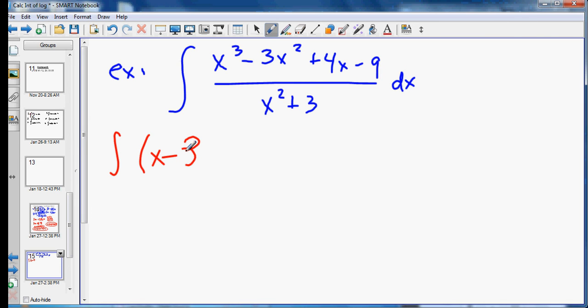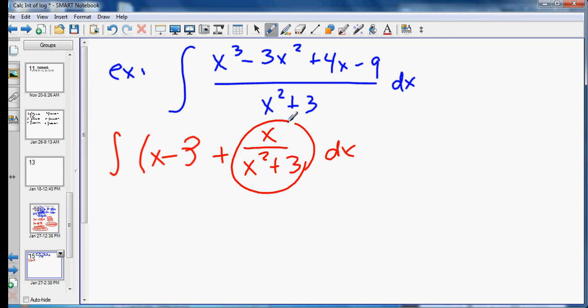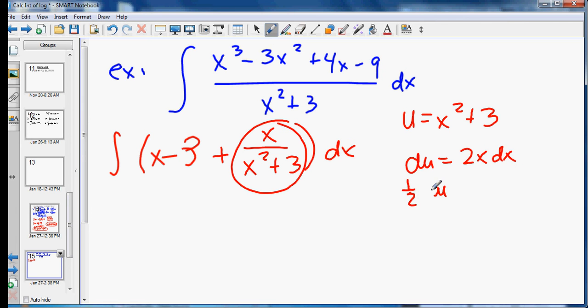And I'm not going to bother separately writing them, but just know my U-substitution is only going to apply to this part. U is equal to x squared plus 3. My derivative of that is 2x dx. I do have to divide both sides by 2, or you can think of it as multiplying by 1/2. So I get down to x dx, and I guess I'll go ahead and separate it now. We have 1/2 integral of du over u.